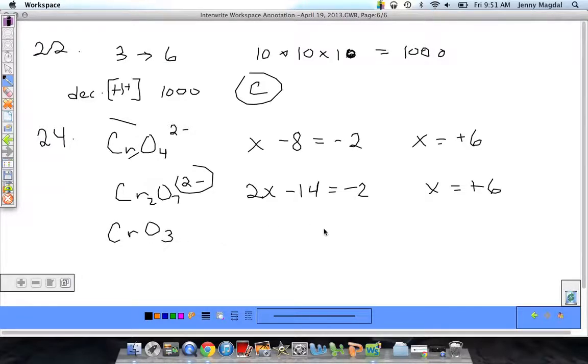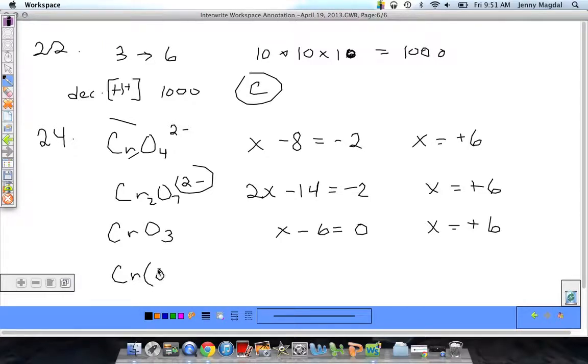CrO3, this has no charge overall, so it's going to be equal to 0. Again, oxygen is always -2, so -2 times 3 is -6. The chromium is what I'm looking for. There's only one of them, so it's just X this time. That means X is equal to +6. So far, we're going to assume that the answer is D, but we're going to double check it.